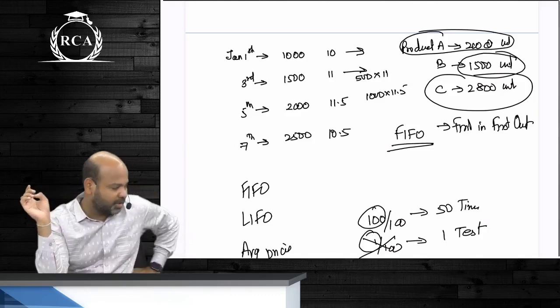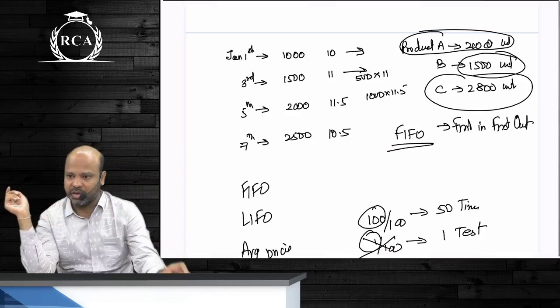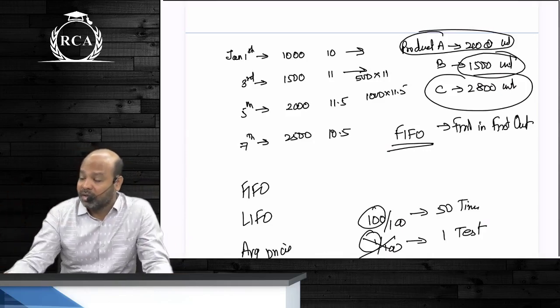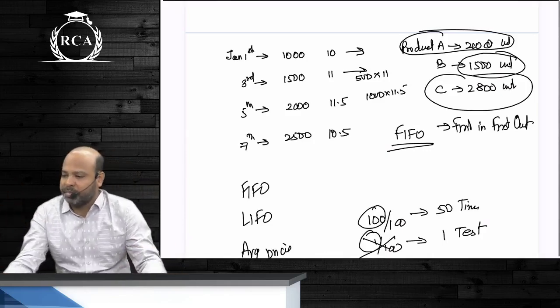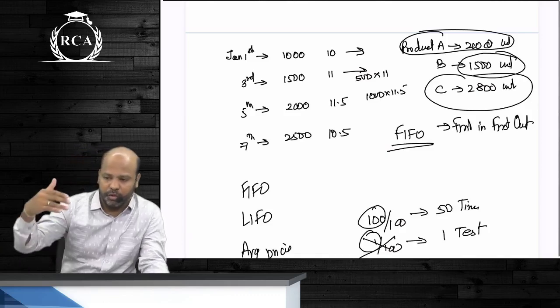In the base stock method, there is a safety stock that is maintained, and that will be maintained at a fixed price. For all the subsequent purchases and issues, you can follow FIFO, LIFO or weighted average method.